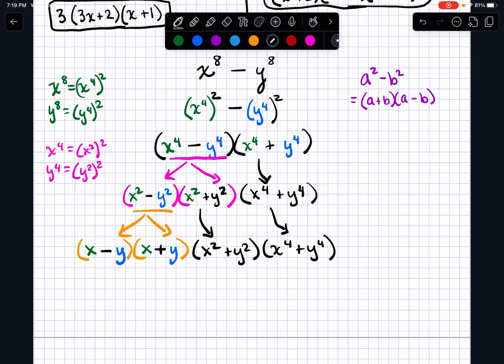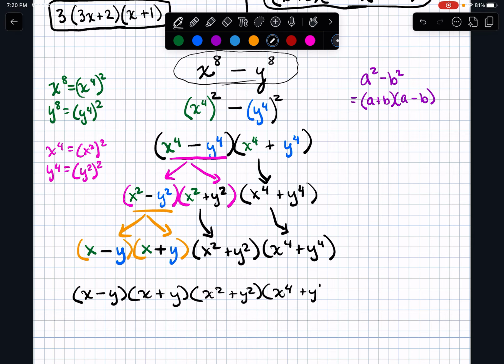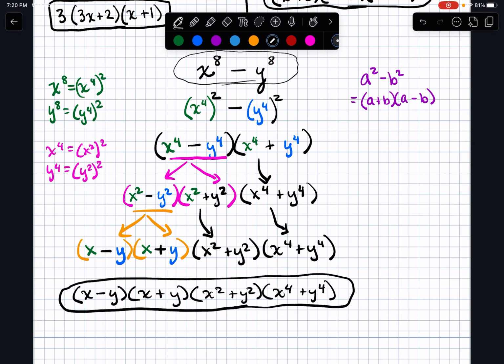At this point, I've exhausted my differences of squares. So I started with a difference of x to the 8th and y to the 8th. I just kept applying my difference of squares formula using a concept almost like u-substitution, even though I didn't even bother to use the u. And I ended up with this fully factored form that has 4 different binomials. Some of them have x squareds, some of them have x to the fourth, but none of them can be factored any further. So this is my completely factored version of x to the 8th minus y to the 8th.